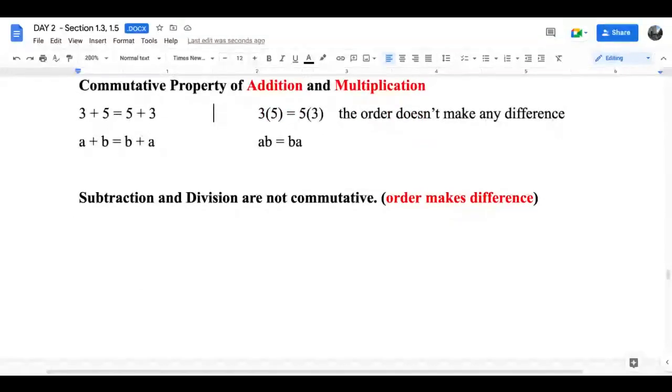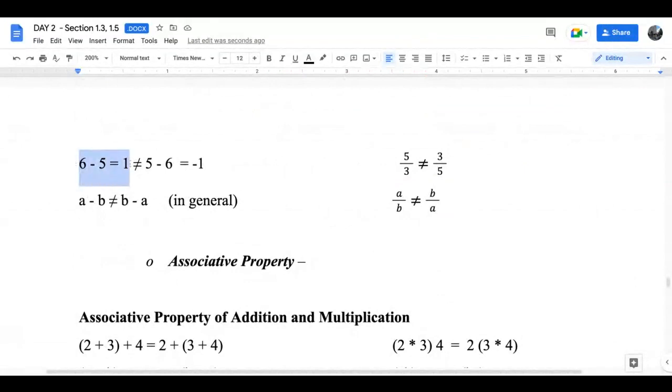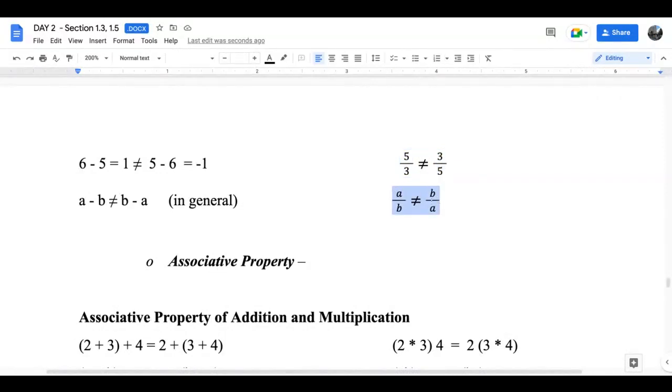But subtraction and division are not commutative. 6 minus 5 equals 1. 5 minus 6 does not equal 6 minus 5, because 5 minus 6 is negative 1. You see, if we change the order of those numbers, the result changes. Same thing for division. 5 divided by 3 does not equal 3 divided by 5. A divided by B doesn't have to equal B over A. A minus B doesn't equal B minus A in general. For some special cases, maybe.